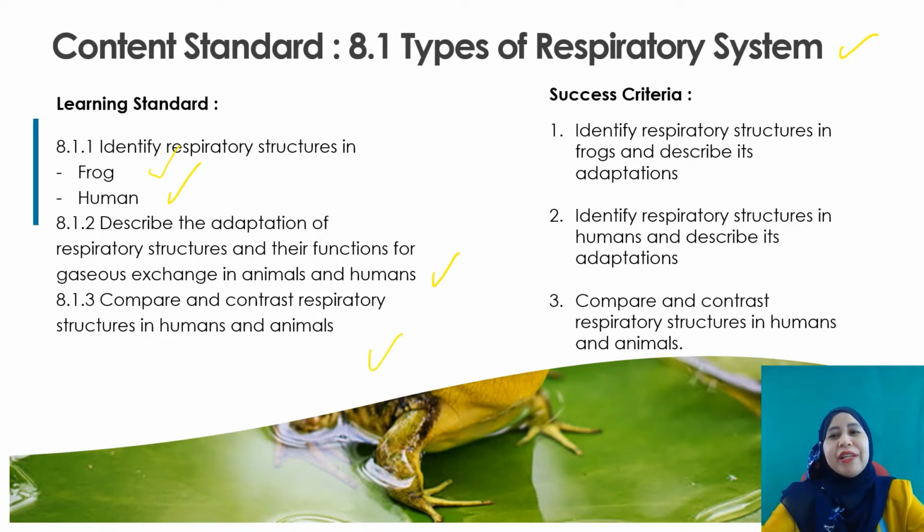The success criteria for today's lesson. The first one, identify respiratory structure in frog and describe its adaptation. The second one, identify respiratory structure in humans and describe its adaptation. And the third one, compare and contrast respiratory structures in humans and animals.